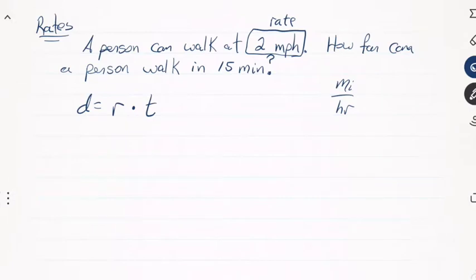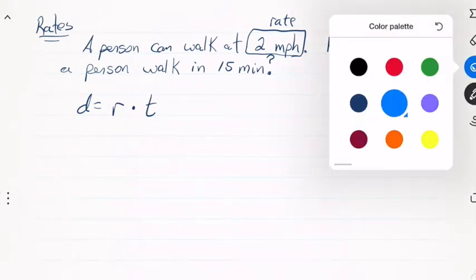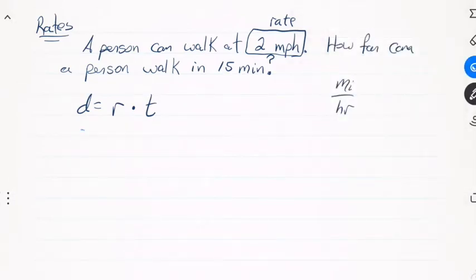All right, so let's plug in what we know. I don't know what the distance is, so I'll leave that alone. I know the rate is 2 miles per hour, and I'm going to write in miles per hour here just to be really clear about what's going on. Now, my problem is time. If I put in 15 minutes here, and I do my calculation, I'm going to end up with 30 mile minutes per hour. And that doesn't make much sense.